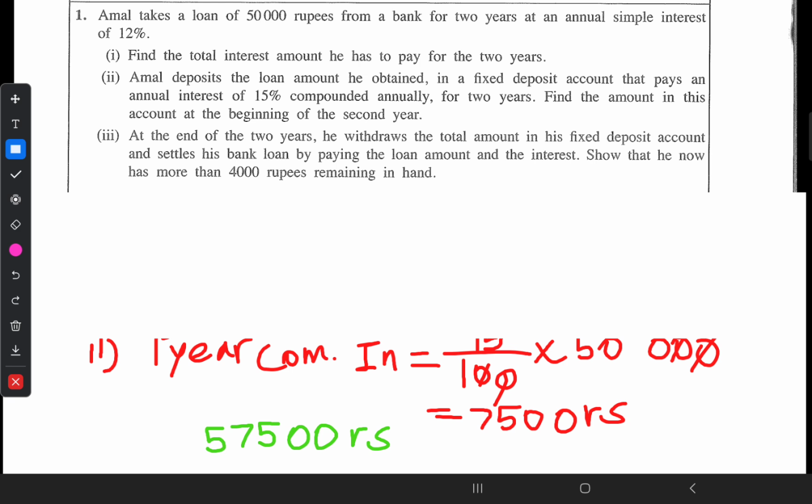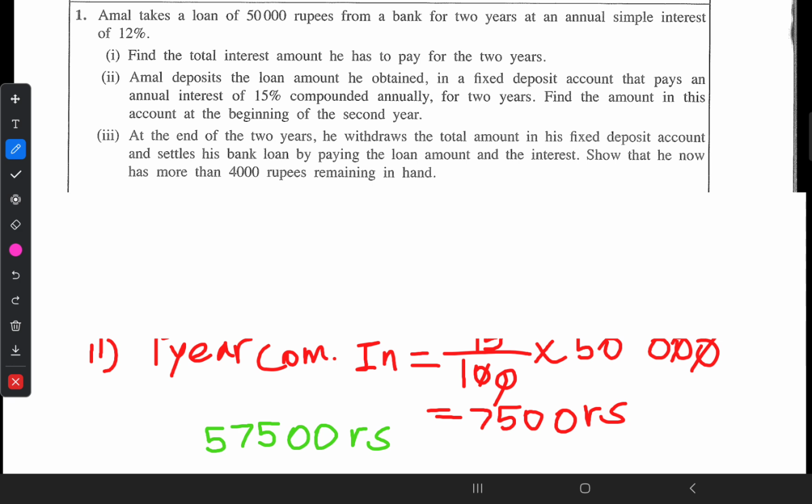In the third part, at the end of 2 years, he withdraws the total amount in his fixed deposit account and settles his bank loan. Then show he has more than 4,000 rupees remaining in hand. Now we know that at the start of the second year, the amount in his fixed deposit account was 57,500.